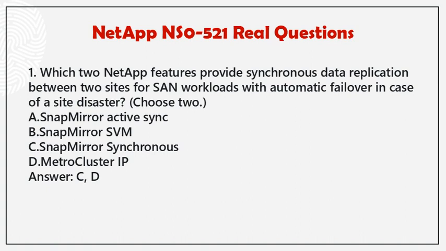1. Which two NetApp features provide synchronous data replication between two sites for SAN workloads with automatic failover in case of a site disaster? Choose 2. A. SnapMirror Active Sync. B. SnapMirror SVM. C. SnapMirror Synchronous. D. MetroCluster IP. Answer: C, D.